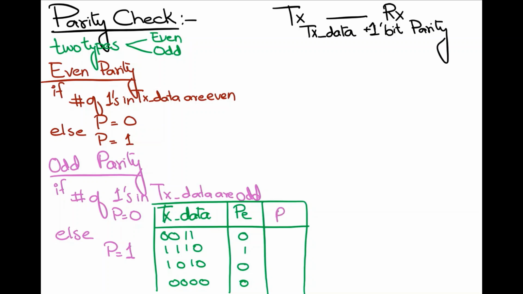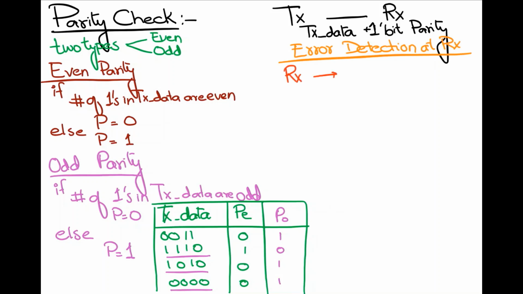Now let's calculate odd parity. For transmitted data 0011, odd parity is 1 because there are even number of ones. For transmitted data 1110, odd parity is 0 as there are 3 number of ones and 3 is an odd number. For transmitted data 1010, odd parity is again 1 because of the even number of ones. At last, all zeros have 0 number of ones and 0 is an even number, so the odd parity is 1.